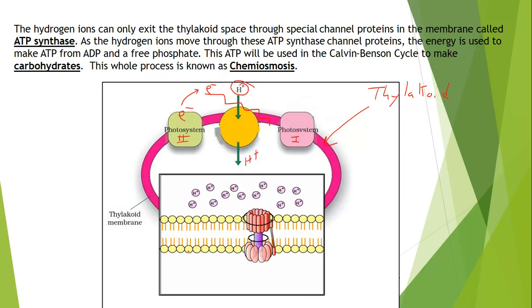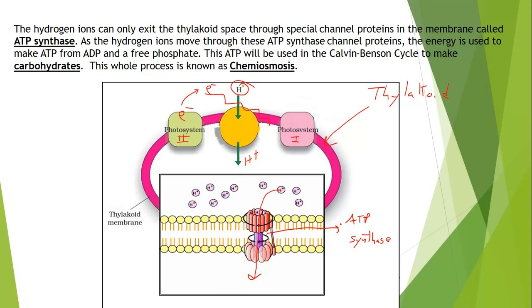into this space. Now, once that space gets filled with protons, the protons want to escape, but the thylakoid only lets them escape through this molecule right here. And this molecule right here is called ATP synthase. And the job of ATP synthase is to make ATP.